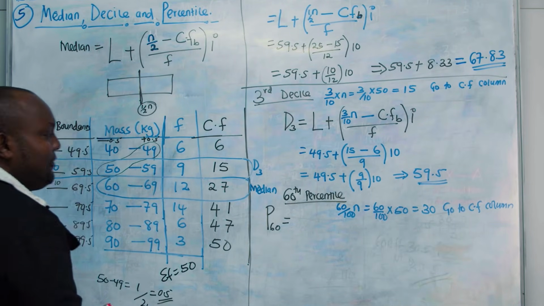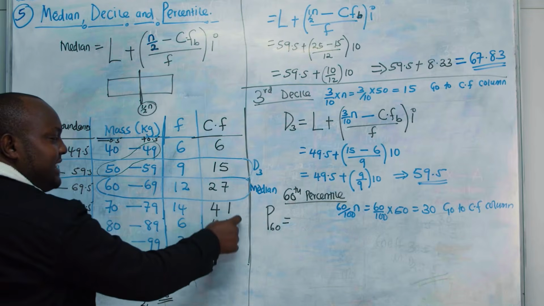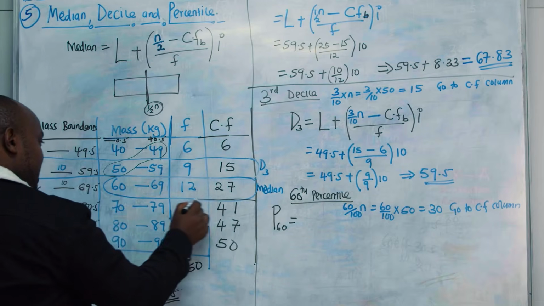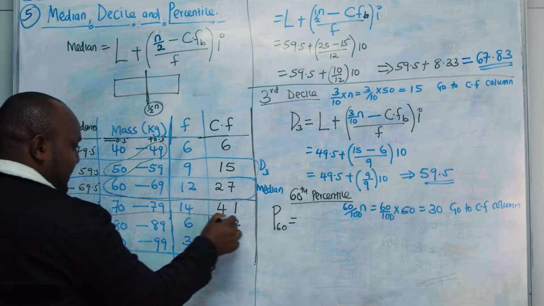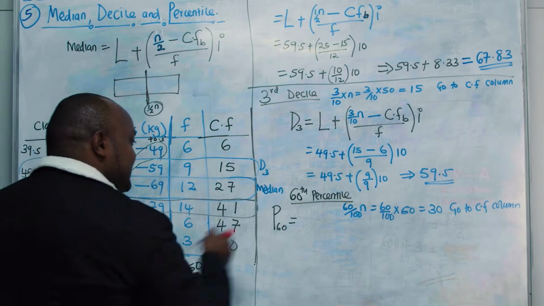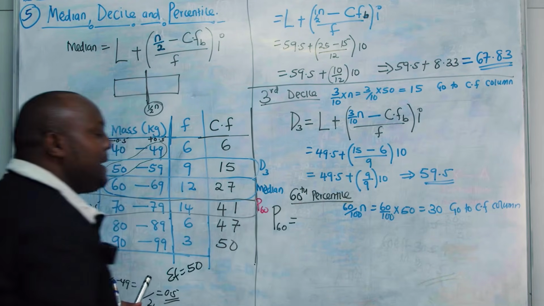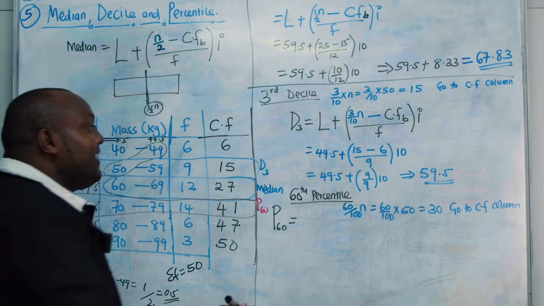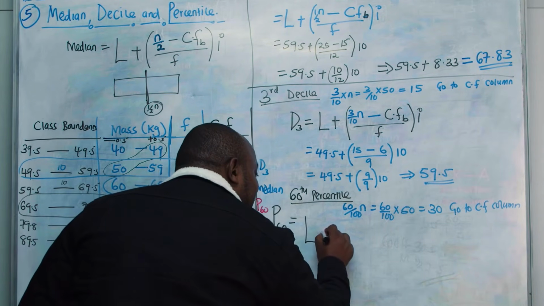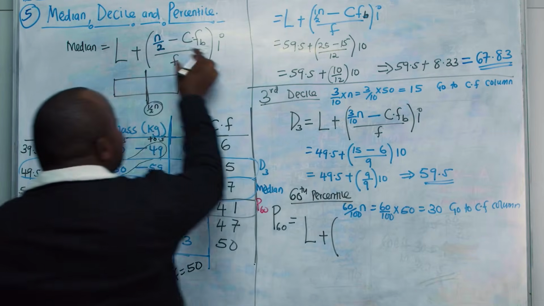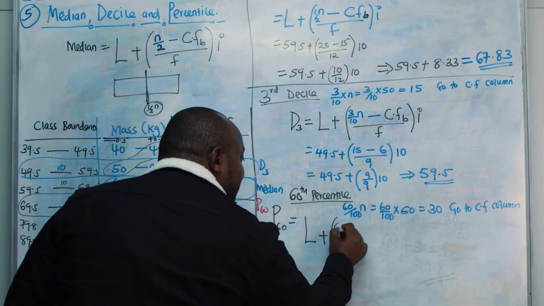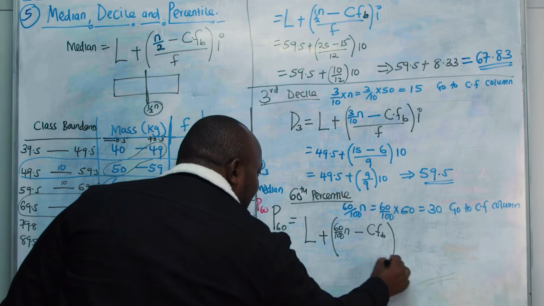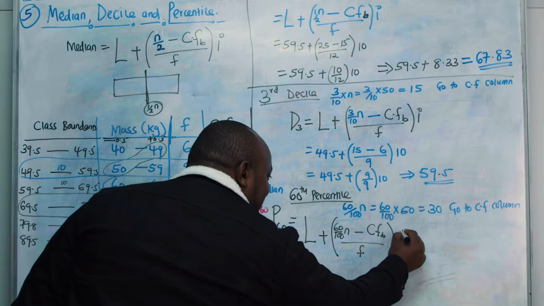So you come to cumulative frequency and you look at where you are getting 30. It's not in 27. It is up to 41. So this is where we are going to get our 60th percentile. We are going to get it there. So the formula is the same. Nothing is changing. The only part that is changing is this one. So in this case, it will be L plus 60 over 100 n minus CFB, all over F, times I.